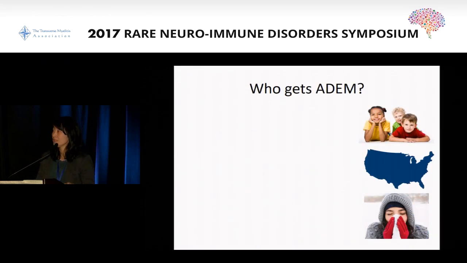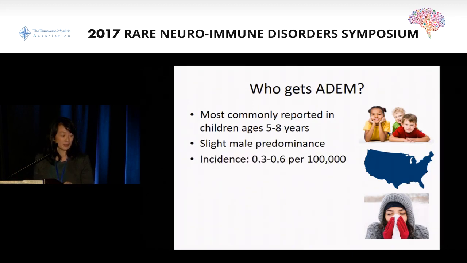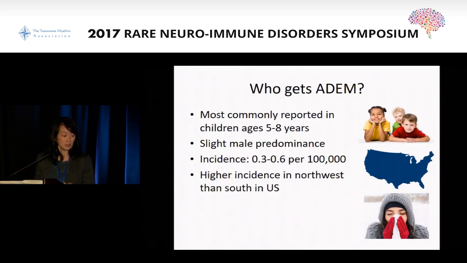So who gets this disease? When I started learning about ADEM, it was always described as a childhood disease, and coming here to this symposium and talking to some of you, we definitely know that that's not true, and sometimes the most severe cases can happen during adulthood. But most commonly, we see it in children between the ages of 5 and 8. The gender ratio is usually 50-50, but there may be a slight male predominance, which is unlike a lot of other autoimmune diseases. The incidence is low.